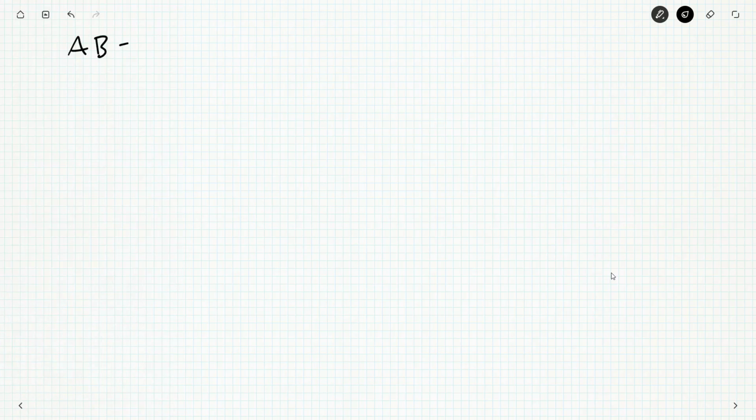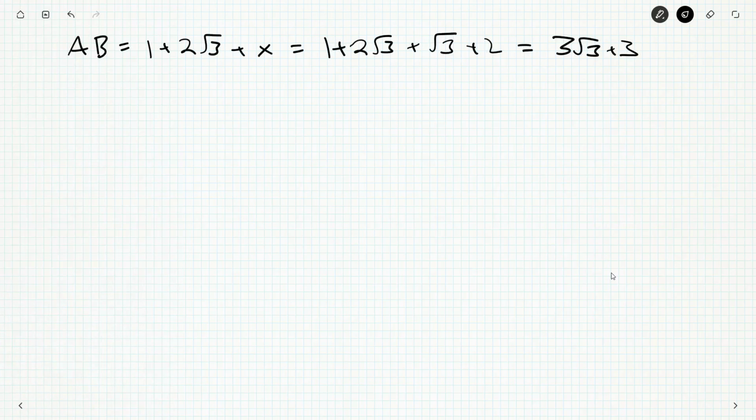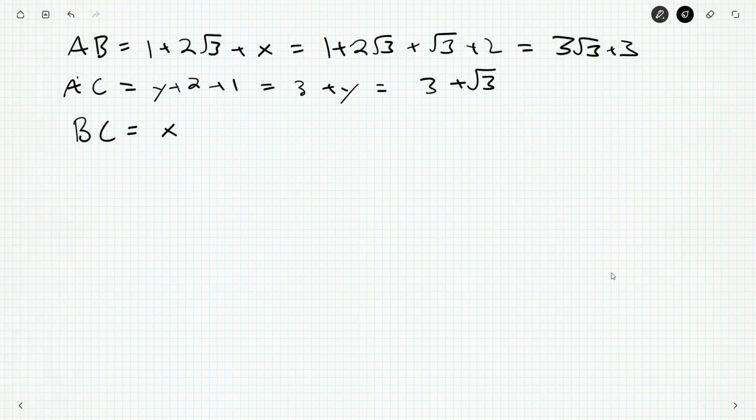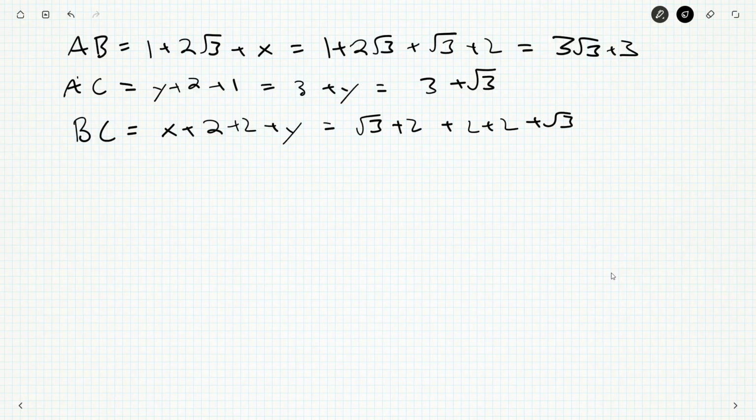So AB was 1 plus 2 root 3 plus X. Well, now that's 1 plus 2 root 3 plus root 3 plus 2, or 3 root 3 plus 3. AC was y plus 2 plus 1, or 3 plus y. Well, now that's 3 plus root 3. And BC was x plus 2 plus 2 plus y. Now that's root 3 plus 2 plus 2 plus 2 plus root 3. And that's going to be 2 root 3 plus 6.